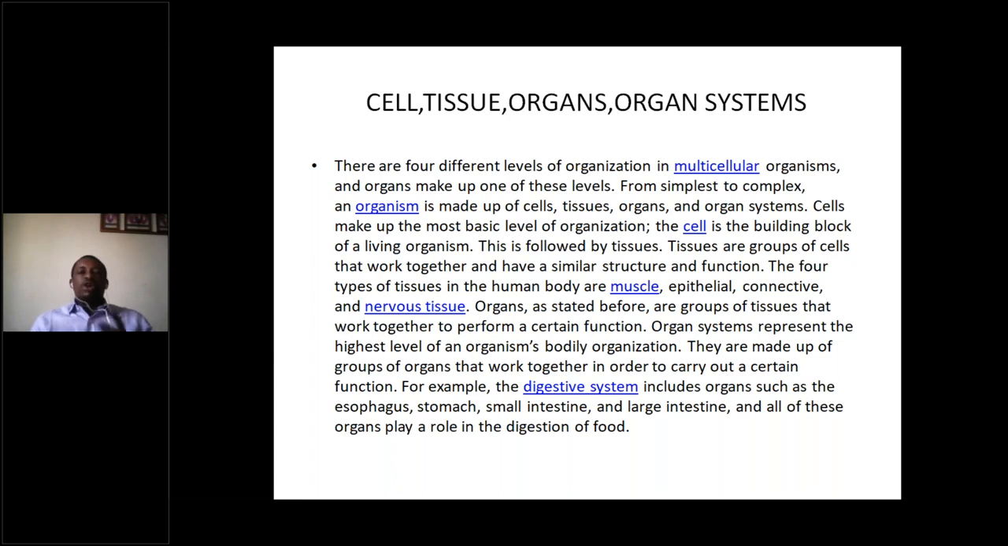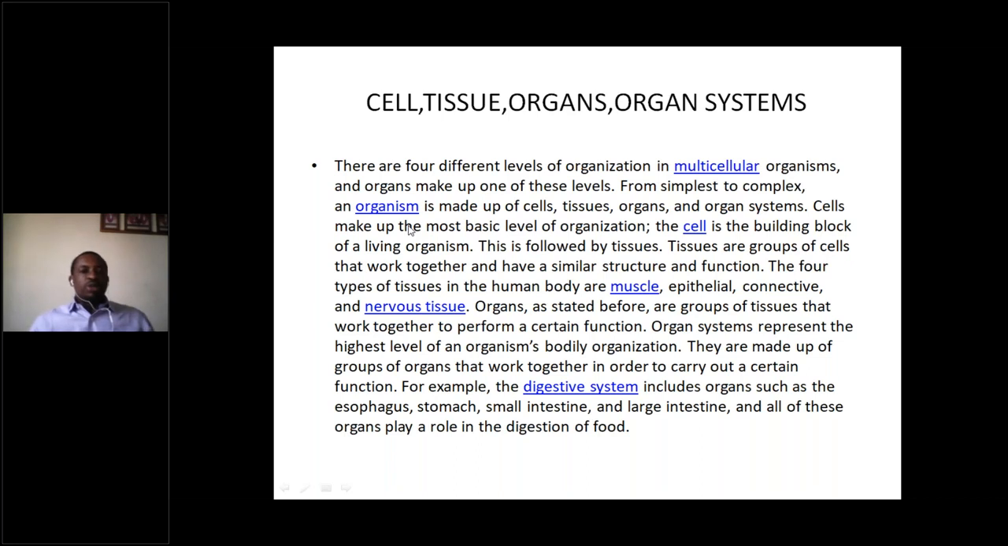Okay, so are all these cells in different levels? The cells will now come and meet up, and the ones that look alike, they work together, they form a tissue. Then tissues will come and form an organ, and then organs that are interrelated will now be classified as a system. So that's the way the human body is.